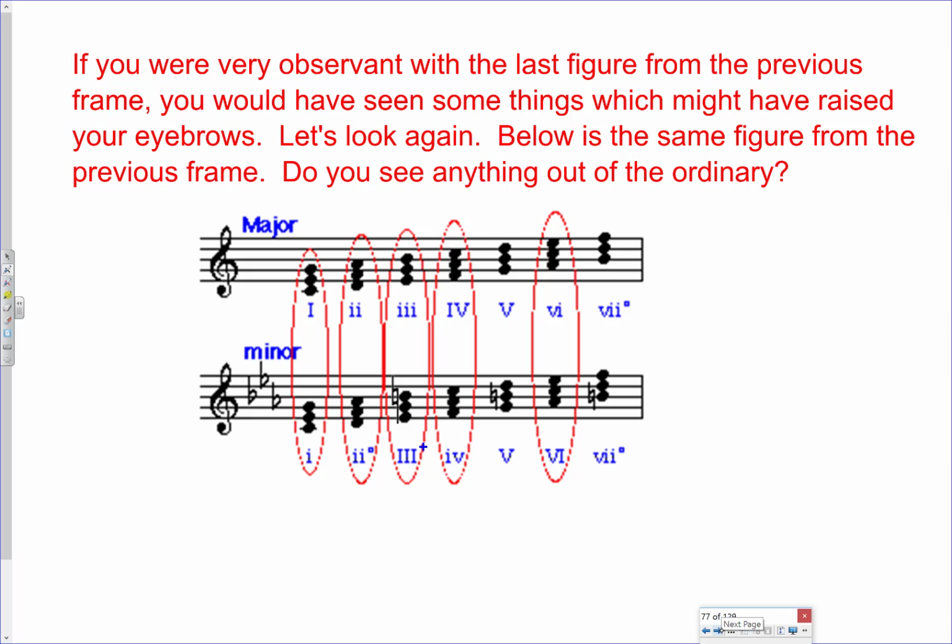If you were very observant with the last figure from the previous frame, you would have seen some things which might have raised your eyebrows. Let's look again. Below is the same figure from the previous frame. Do you see anything out of the ordinary?